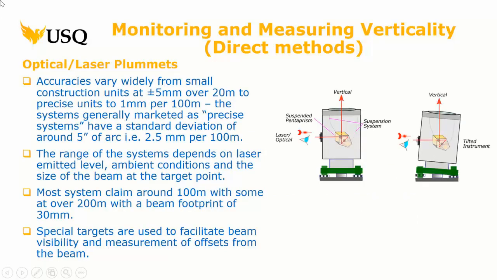So laser plummets, you won't go through the old-fashioned ones because they're never used anymore, right? Generally speaking, they are some sort of suspended pentaprism, exactly like an automatic level. So if this is tilted, the line of sight isn't tilted. You know, the principle of an automatic level, everyone should be fully aware of that, right? So this is actually a standard optical plummet.